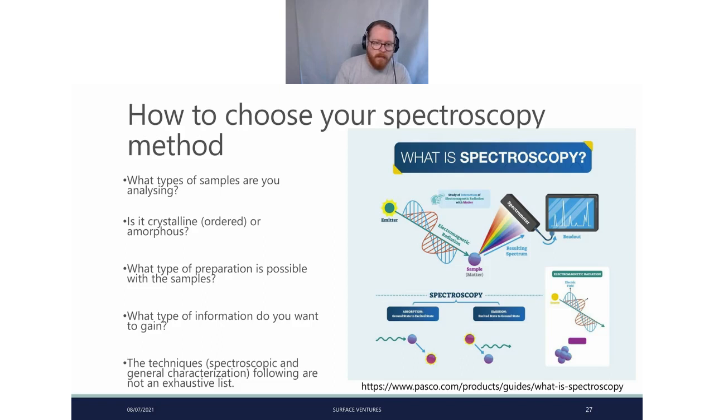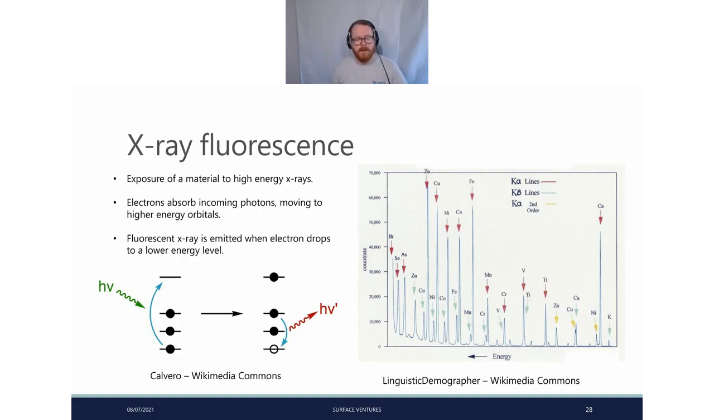So, moving on, not necessarily a surface characterization method, but a nice quick characterization methodology is X-ray fluorescence. So exposure of the sample to high energy X-rays causes electrons to jump energy shells.